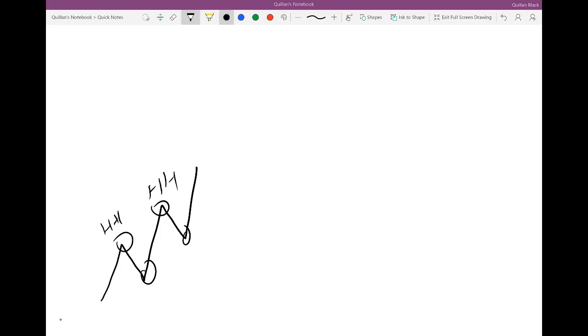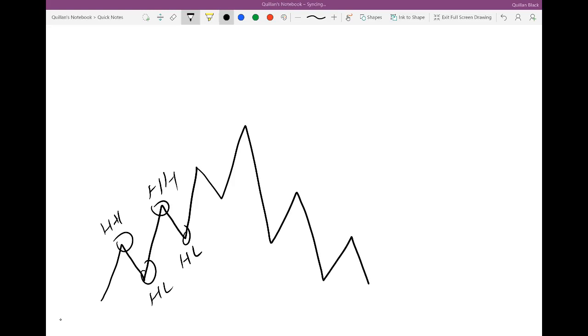Okay, so as we know, market structure itself, we have our normal uptrend, which has key points: higher highs and higher lows. And we have our overall downtrend, which has lower highs and lower lows.